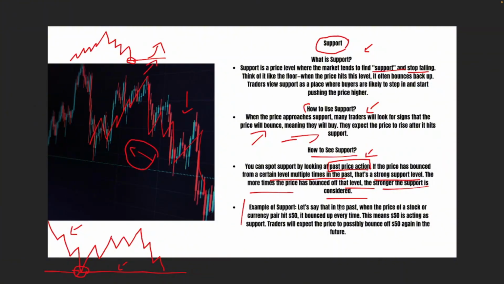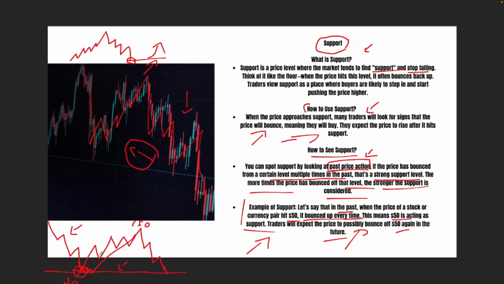So let's say in the past, whenever price or stock or currency pair hits $50, right? So let's just say this over here was 50 bucks. And then this over here was over 150. Right, it bounces up every time. So let's say that over here it has bounced a few times before taking all the way to the 150, right? So that means that $50 is acting as a strong area of support, right? So pretty much whenever price session comes back into the zone, this is where traders will expect price session to possibly bounce off the 50 again in the future, right?